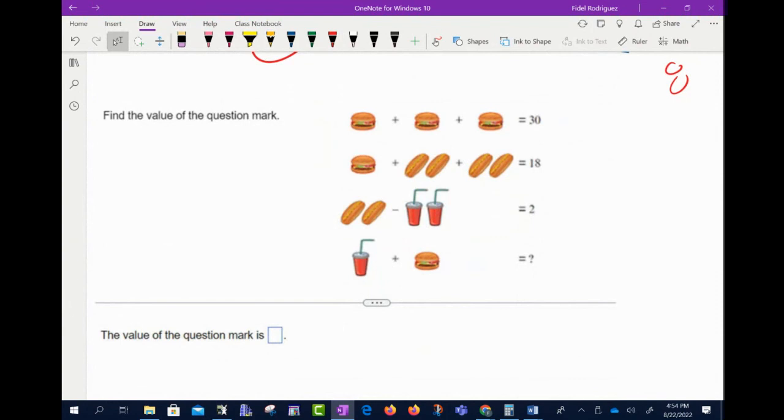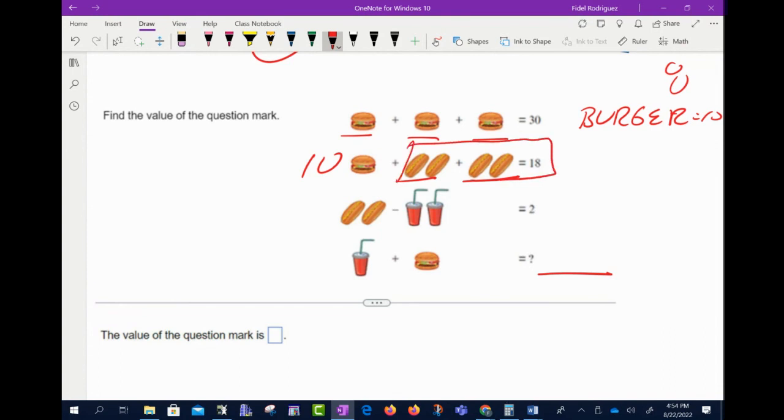All righty. So now the question says, find the value of the question mark, meaning what's going to be the value right there. So take a look. We got a burger, another burger. That adds up to 30. Each of the burgers got to be 10. So a burger is 10. So if this is 10 plus, I don't know what those are, hot dogs or whatever, those are 18. So I know that the 2 hot dogs, plus another 2 hot dogs, got to add up to 8, right? Because that's already 10. So that means that the double hot dog is going to be 4.